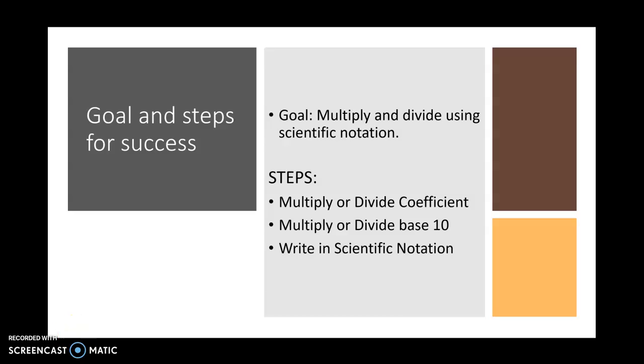Here we're going to multiply and divide using scientific notation. Our steps are we're going to multiply or divide the coefficient. Then we're going to multiply or divide the base 10 using our exponent rules. And then we're going to write the number back in scientific notation.